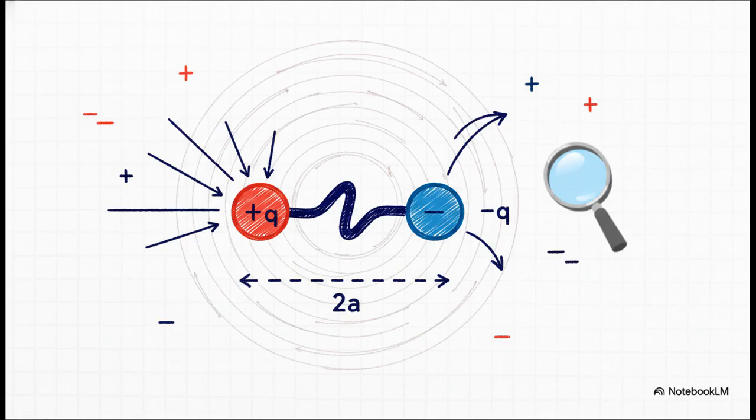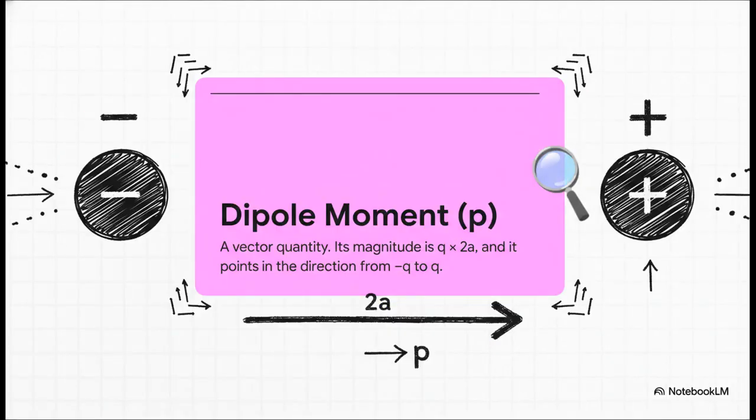But when you get a little closer, that separation makes all the difference. Even with a total charge of 0, that little gap allows the dipole to create an electric field and, as we'll see, an electric potential in the space around it. So how do we measure the strength of a dipole? For that, we use a concept called the dipole moment, which we represent with the letter P.